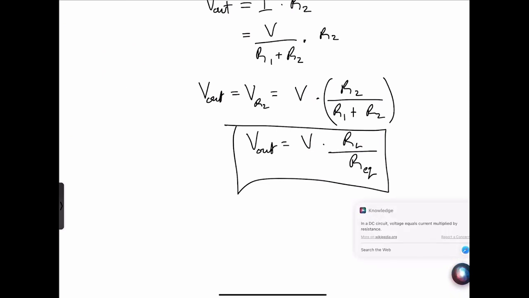In a DC circuit, voltage equals current multiplied by resistance. Okay. This is from Wikipedia. Okay, Siri. Never mind. Bye.